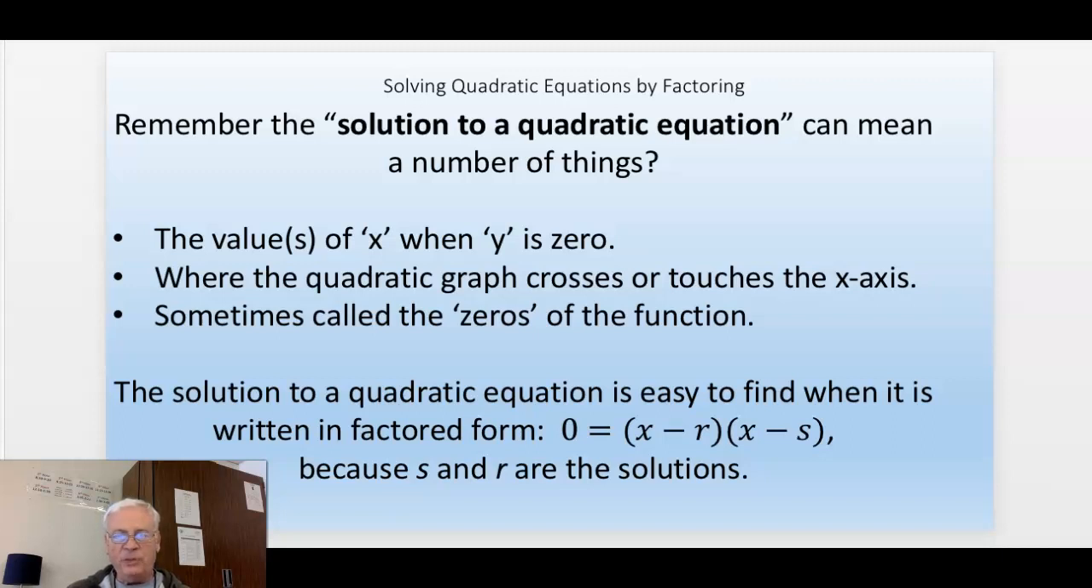A solution to a quadratic is easy to find if it's written in factored form. Because if you set it equal to 0, it's 0 equals (x minus r)(x minus s). Therefore, r and s are both solutions. In order to make this true, x has to be equal to r, or x has to be equal to s, all right?